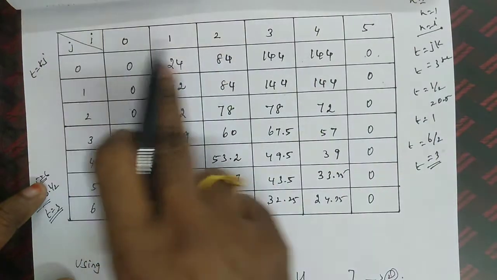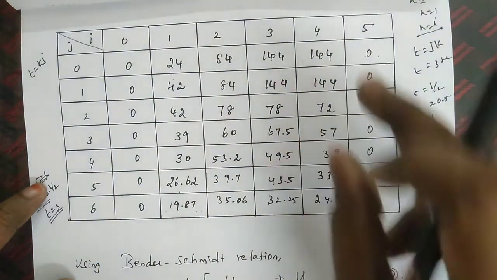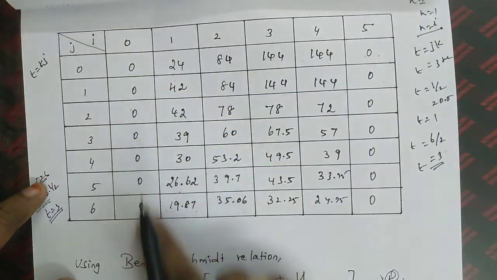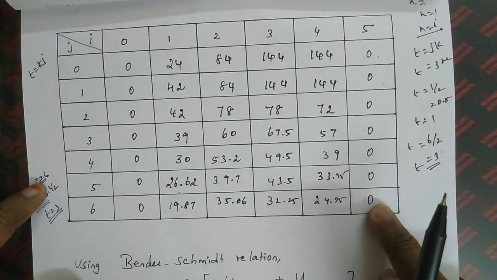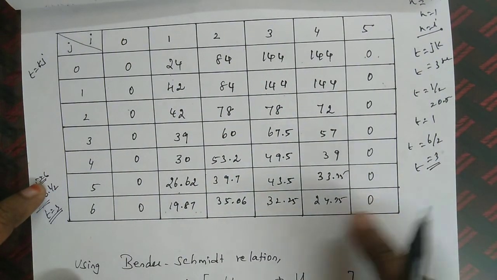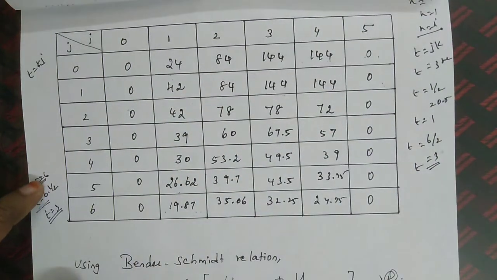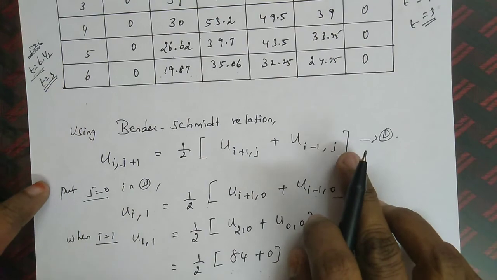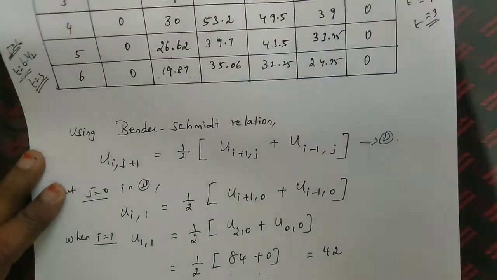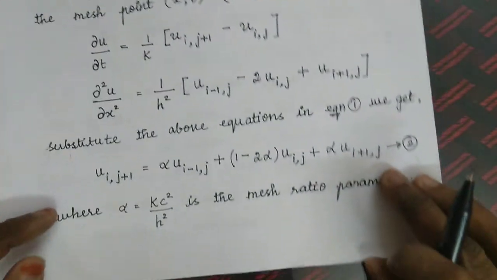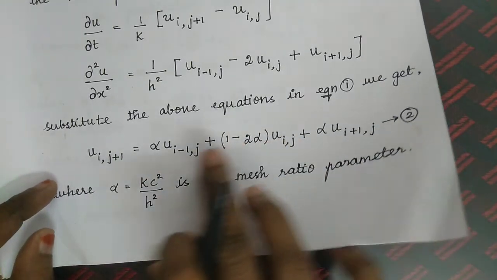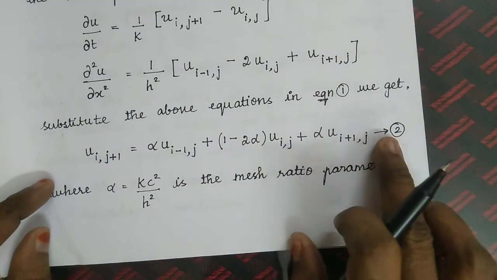For the first row we have to take the given initial condition, and using that we got the answer for the first row. The first column and the last column are nothing but the boundary conditions given in the question. For the remaining values we are using the Bender-Schmidt relation. If alpha equal to 1 by 2, we are supposed to use this result. If alpha lies between 0 and 1 by 2, that is 0 less than or equal to alpha less than or equal to 1 by 2, in that case we are supposed to use this relation.